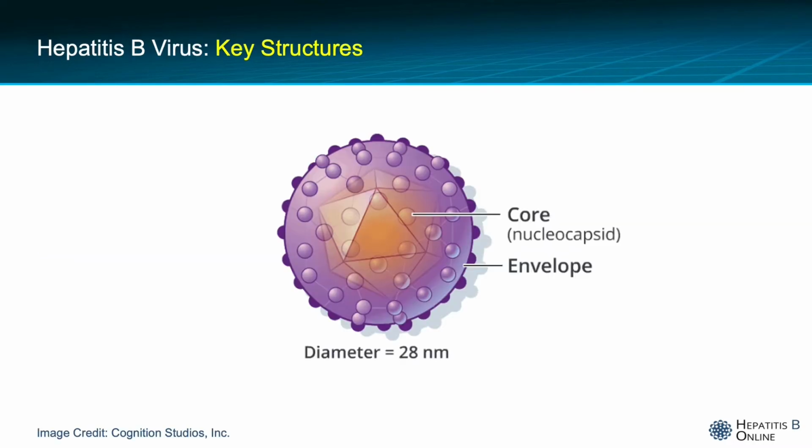In the next set of slides, I've simplified the viral structure to highlight the key targets of serologic testing. Hepatitis B is a partially double-stranded DNA virus. Two key structures are the nucleocapsid core that is encased by the envelope.